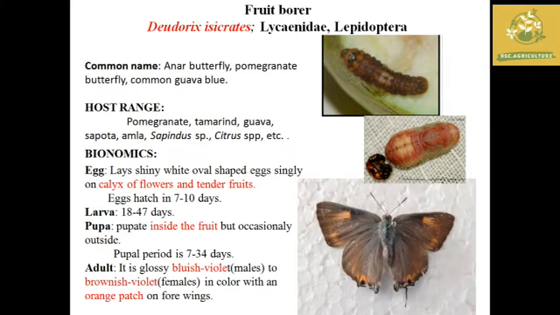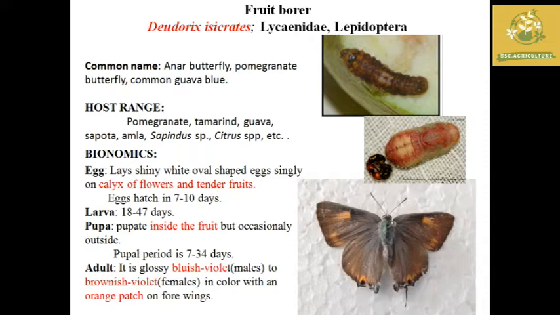First I am going to tell about the fruit borer of pomegranate. The scientific name is Deudorix isocrates, and it comes under the family Lycaenidae and order Lepidoptera. The common names used for the fruit borer of pomegranate are anar butterfly, pomegranate butterfly as well as common guava blue. It has a variety of host range in the citrus family as well as in pomegranate, tamarind, guava, sapota, amla as well as Sapindus species.